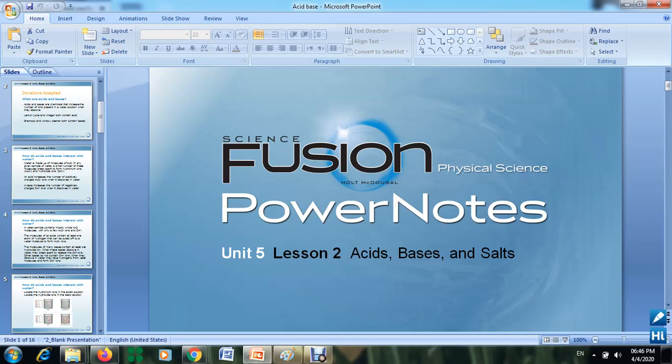We want to talk about acids, bases and salts. In this lesson we are going to describe how water molecules can break into positive and negative ions. Then we want to describe the behavior of acids and bases in water. At the end we want to compare between weak and strong acids and bases.